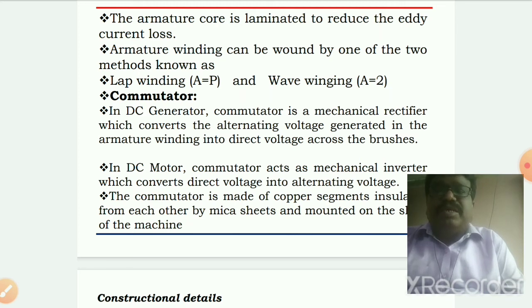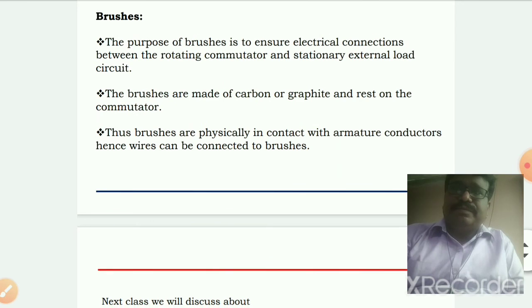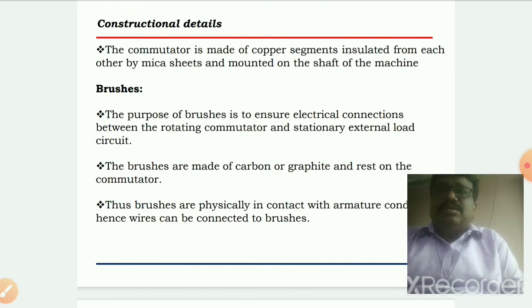Generally, the commutator consists of material having two segments. The two segments are separated by insulating media. Generally, the insulating media used for commutator segments is mica. Mica is used for separating the segments. The segments are made up of a material called copper, and these copper segments are rotating in nature.